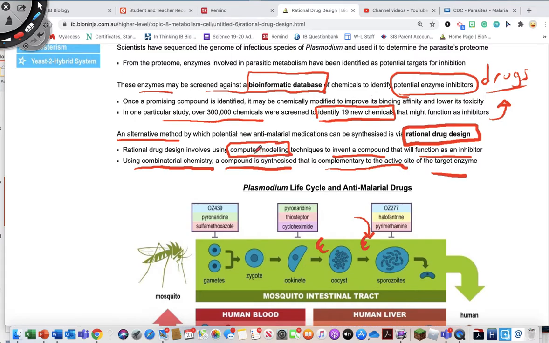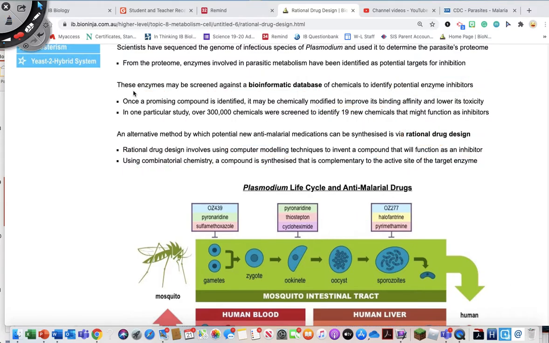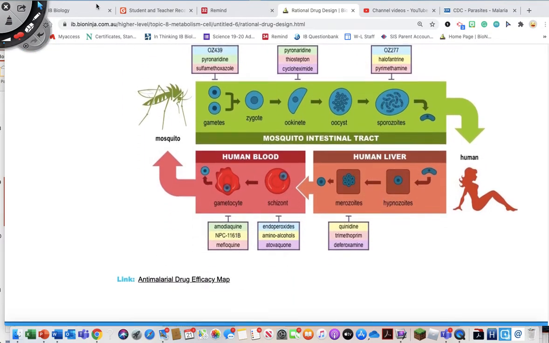Just FYI, when the COVID genome was released, scientists were also looking at rational drug design to look at the genome of COVID, and they tried to use computer modeling techniques to see if they could find ways to inhibit the enzyme or the virus. All right, so that is rational drug design.